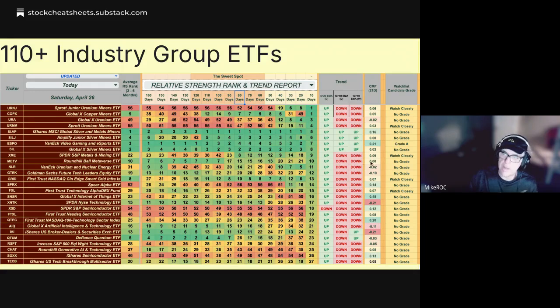Trends aren't there yet, but we're watching closely because money flow is just a tick south of bullish, and we're probably going to get money flow up above 0.1, and we'll be waiting for the trends.